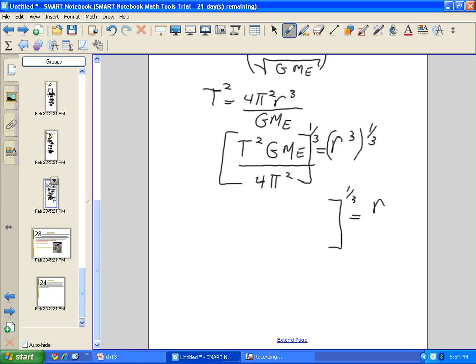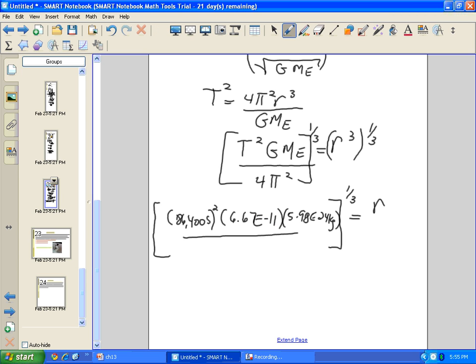We might as well. 1/3. And let's start way over here, and let's hope we have enough space here. T is 86,400 seconds. That's going to get squared. G, 6.67 e to the minus 11. ME, mass of the Earth, 5.98 e to the 24 kilograms, just enough room, divided by 4 pi squared.